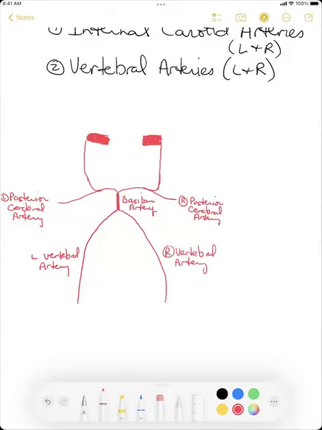And they're going to send off branches. Actually, it's not really going to send off a branch. It's just going to be a continuation of the internal carotid artery. So this is the left internal carotid and the right internal carotid. And the extension of those are going to be the left and right middle cerebral artery.